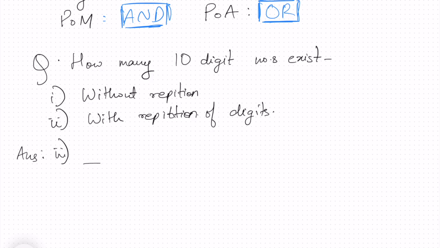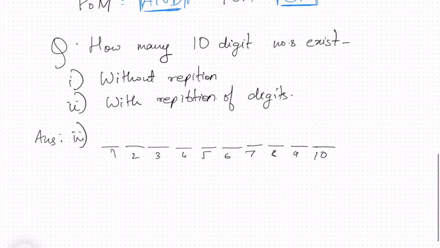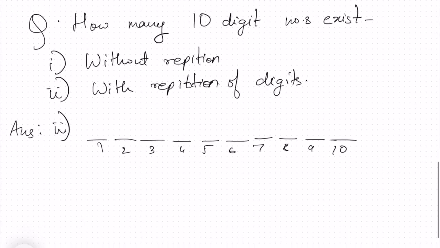Before, we have to fill 10 places, right? 1, 2, 3, 4, 5, 6, 7, 8, 9, and 10. We have to fill these 10 places. And so if I allow repetition of digits, then there's 10 ways in which you can fill the first place. Now I've taken the first place to be this spot, but you can start from anywhere actually.